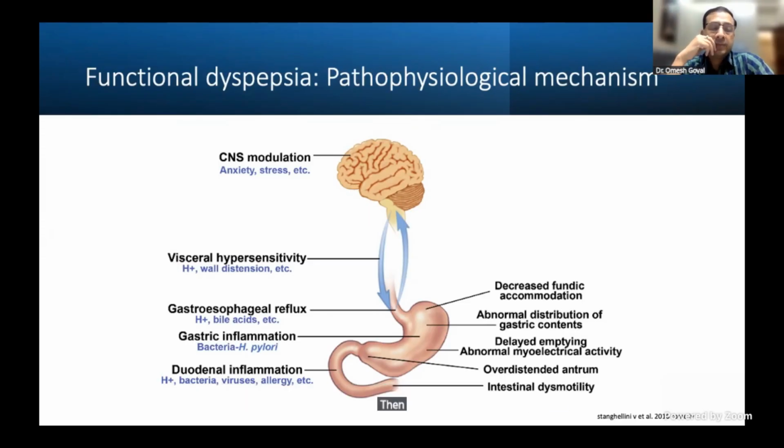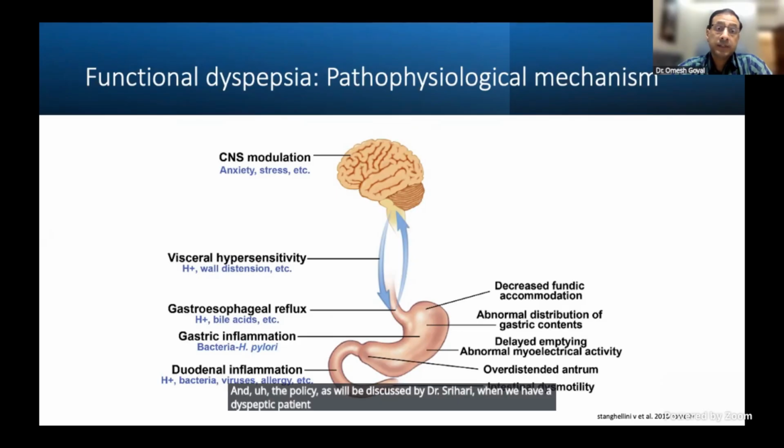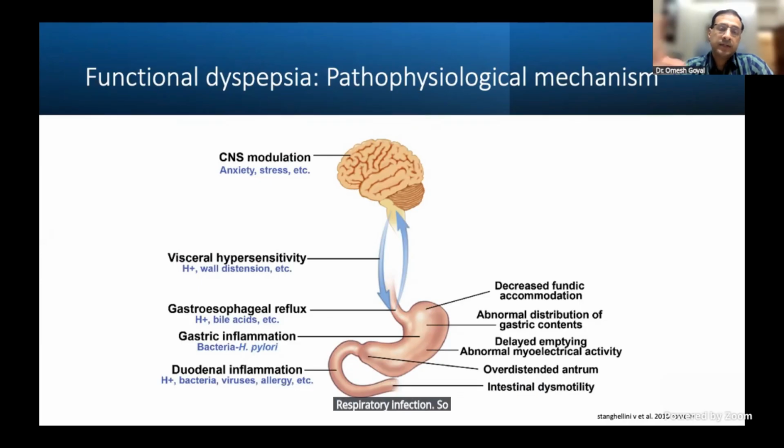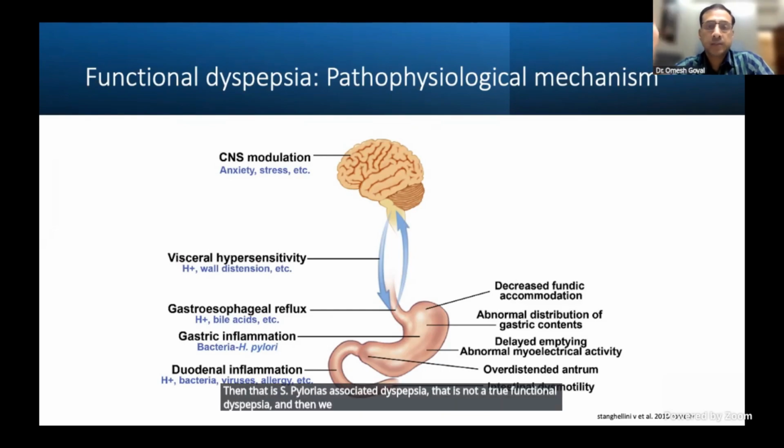Then gastric inflammation by bacteria, H. pylori, is very common in our population. And the policy, as will be discussed by Dr. Srihari, is that when we have a dyspeptic patient, it's always better to test and treat H. pylori infection. So by treating H. pylori alone, if the dyspepsia goes within 2 weeks or 10 to 14 days of therapy, then that is H. pylori associated dyspepsia. That is not a true functional dyspepsia, and then we can stop the treatment altogether.